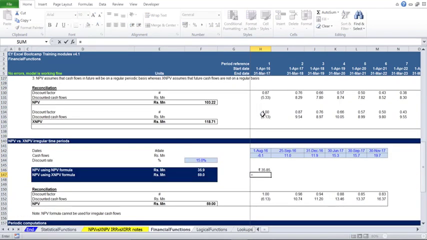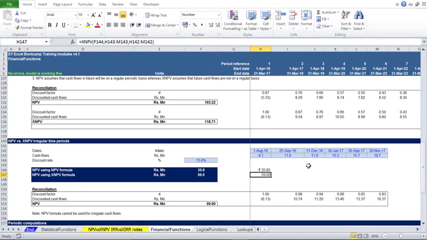Let's calculate NPV using the XNPV function. We put the rate as 15%, the values given in row 143, and the dates given in row 142. Now as you can see, the dates are irregular. 1st August to 25th September is 1.5 months for 2 months. Then from September to December is 3 months, and so on. Let's close the bracket and press enter.